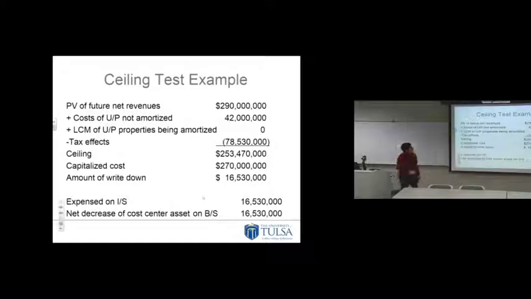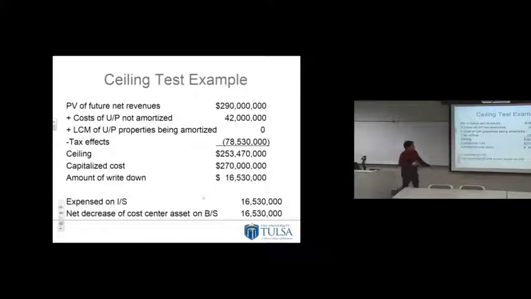So this is what our final test would look like. The present value of our future net revenues is $290 million. We're going to add the cost of the unproved properties not being amortized. That's $42 million. All of my unproved properties were in that category, so I have zero for lower of cost or market of unproved properties that are being amortized right now, minus my tax effects of $78,530,000. That's a ceiling of $253,470,000. But my asset is at $270 million, so I need to write down by $16,530,000.